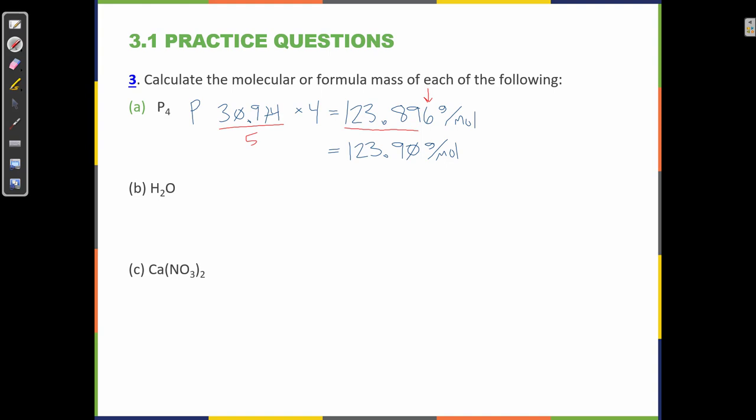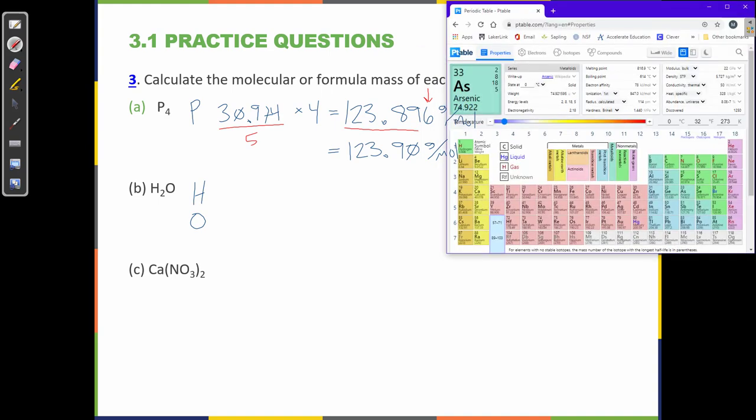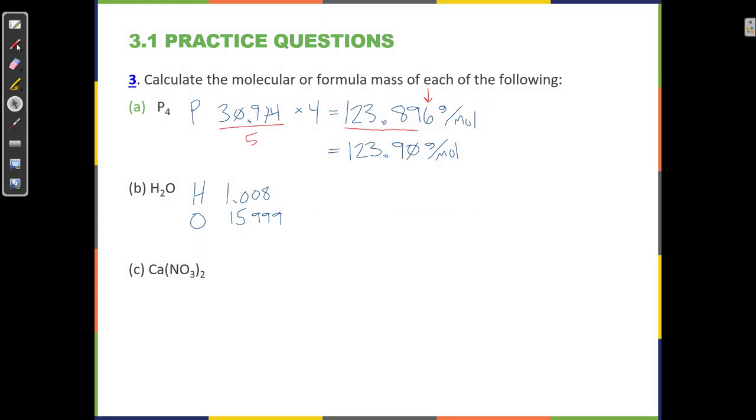All right, let's take a look at this next one. H2O. So I have two hydrogen atoms and one oxygen atom. Hydrogen, according to my periodic table, is 1.008. And oxygen is 15.999. Okay, we have two hydrogens and one oxygen.